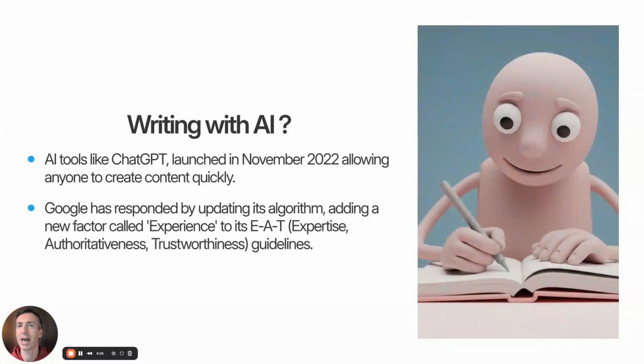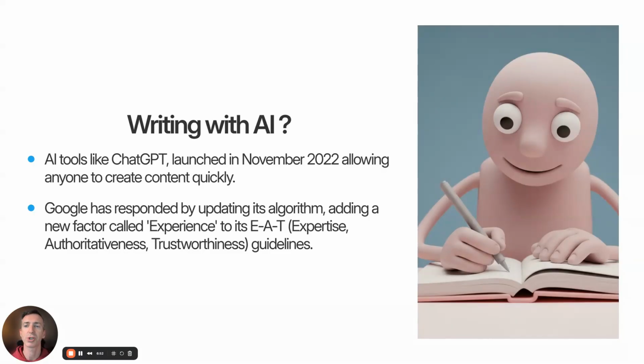Now, writing with AI. You've probably been thinking straight away, well, could I just write my articles with AI? Could I get my product descriptions and all that stuff done with the AI? It's going to save you a lot of time, right? AI tools like ChatGPT launched to the public in November 2022 and allowed anyone to create content quickly. And SEO experts and digital marketers went crazy with it.